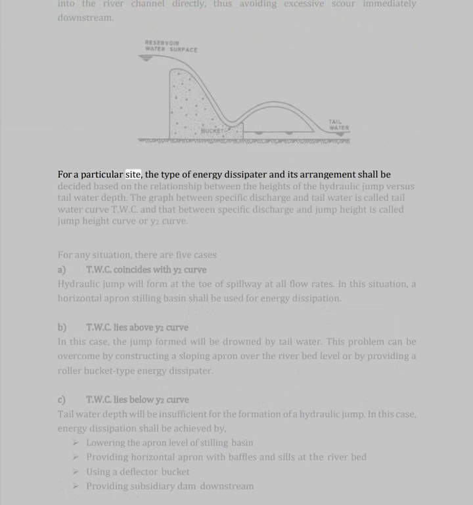For a particular site, the type of energy dissipator and its arrangement shall be decided based on the relationship between the heights of the hydraulic jump versus tail water depth. The graph between specific discharge and tailwater is called tailwater curve TWC, and that between specific discharge and jump height is called jump height curve or Y2 curve. For any situation, there are 5 cases. A. TWC coincides with Y2 curve. Hydraulic jump will form at the toe of spillway at all flow rates.